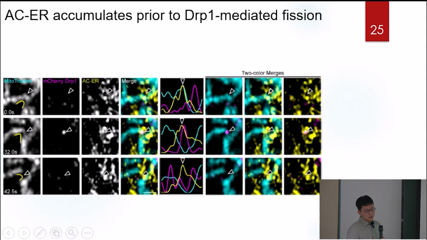But they indeed show that ACER or AC mito accumulates prior to DRP1, and this is also consistent with previous studies. So you can see this is the ACER, and this is mitochondria. This is DRP1, and you see the ACER accumulate first. Then DRP1 is recruited to the mitochondria, and the mitochondria fission. So this is also consistent with the previous study.